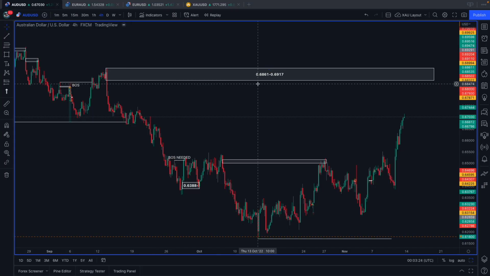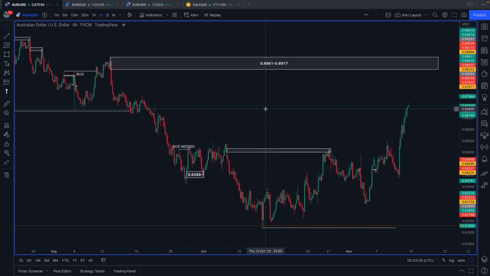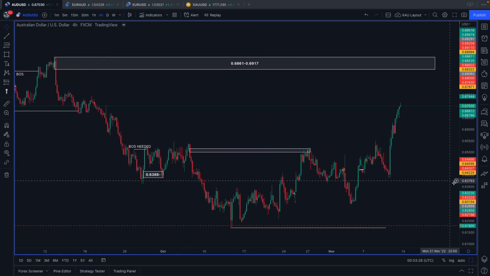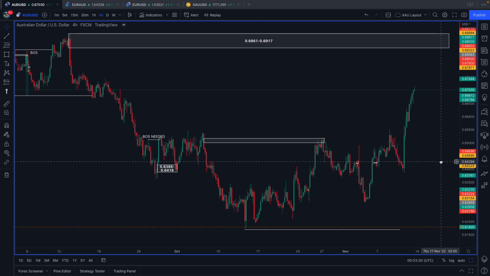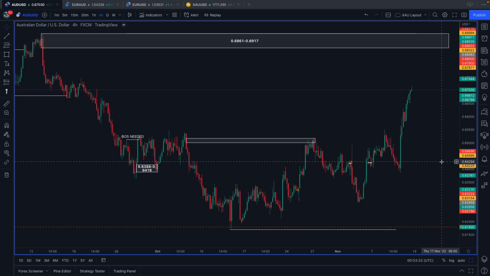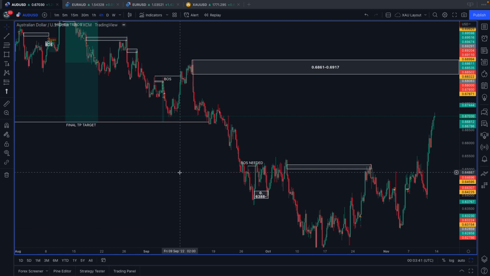Okay, so the first market that I'm going to be looking at today is the AUD USD market. This is a market that we have actively been trading as of recently, and I'm going to continue trading this market as it is playing out perfectly to our analysis. As we can see, this market is predominantly bearish.